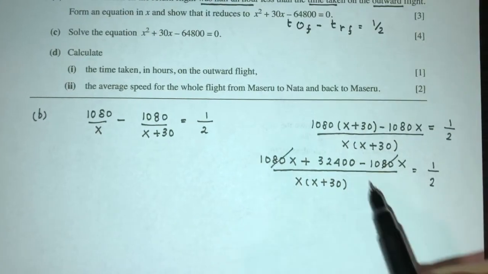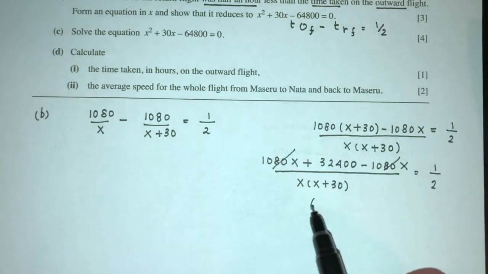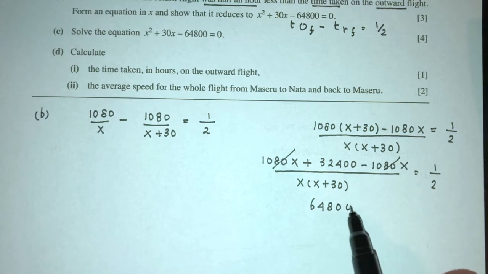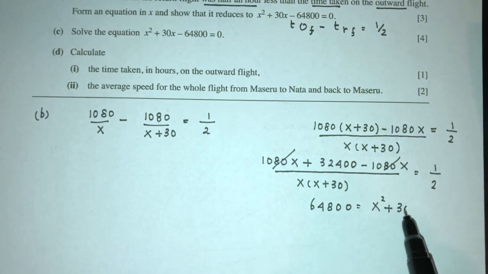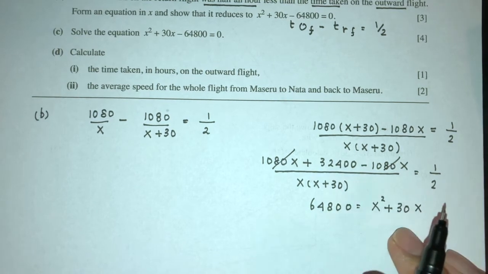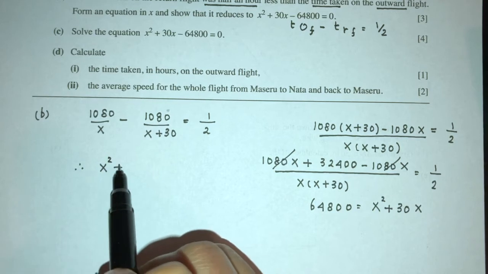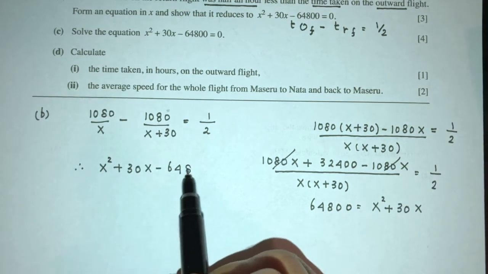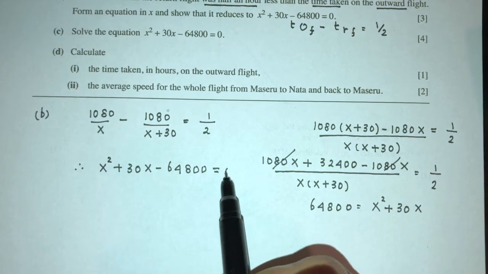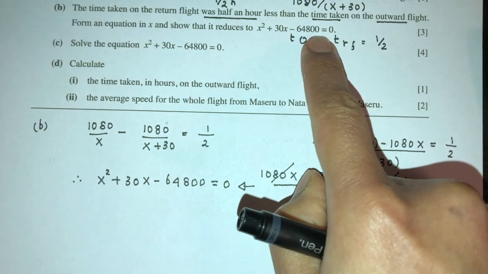So times 2, that will be 64,800, equal to x squared plus 30x. So bring everything to one side. So you will have x squared plus 30x minus 64800 equal to 0. That is shown as required, as this equation.